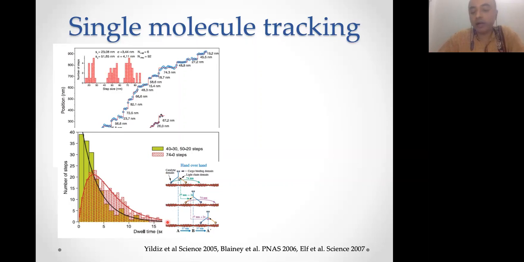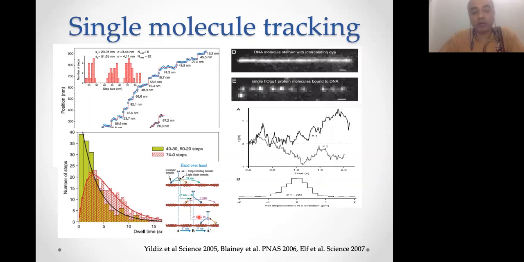Okay, so you can infer that from just looking at that, and by doing this exercise, they could prove that the myosin was taking 37 nanometer steps every time it walked. There's a very similar experiment, but this time around the protein is diffusing on a DNA molecule.